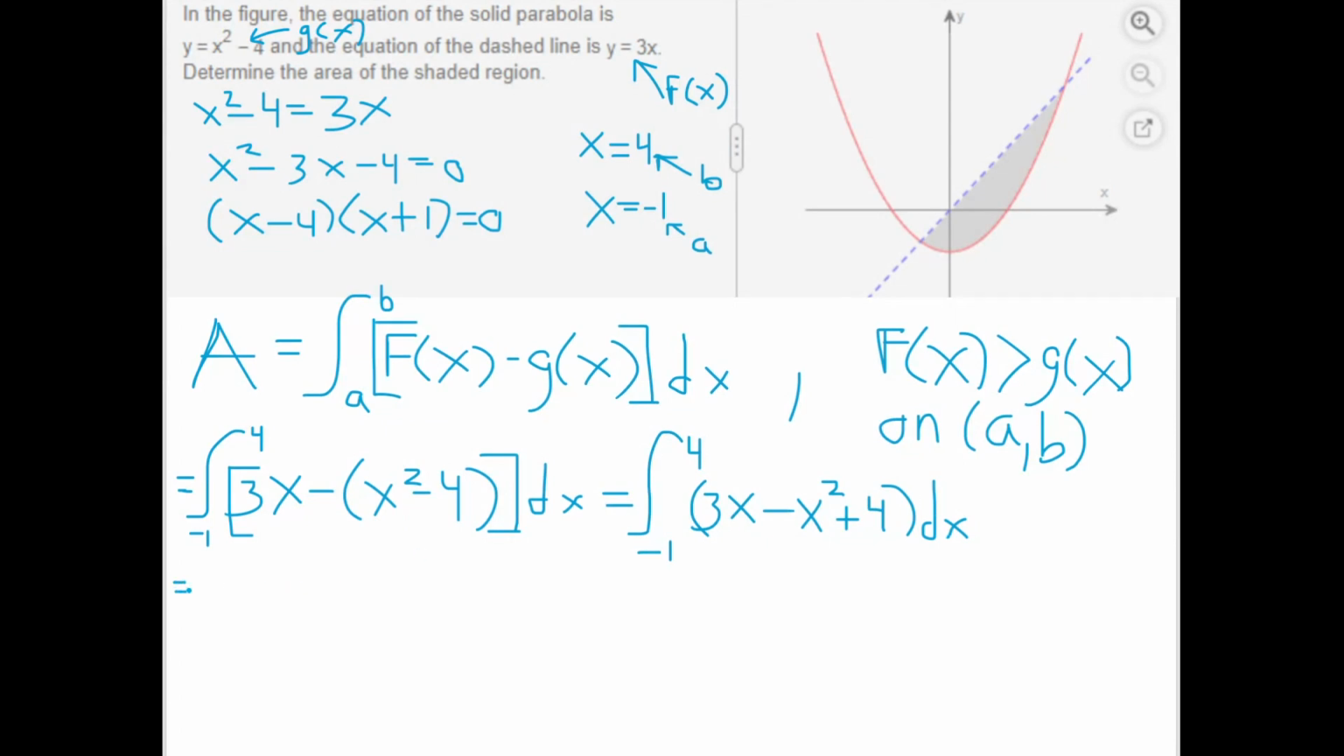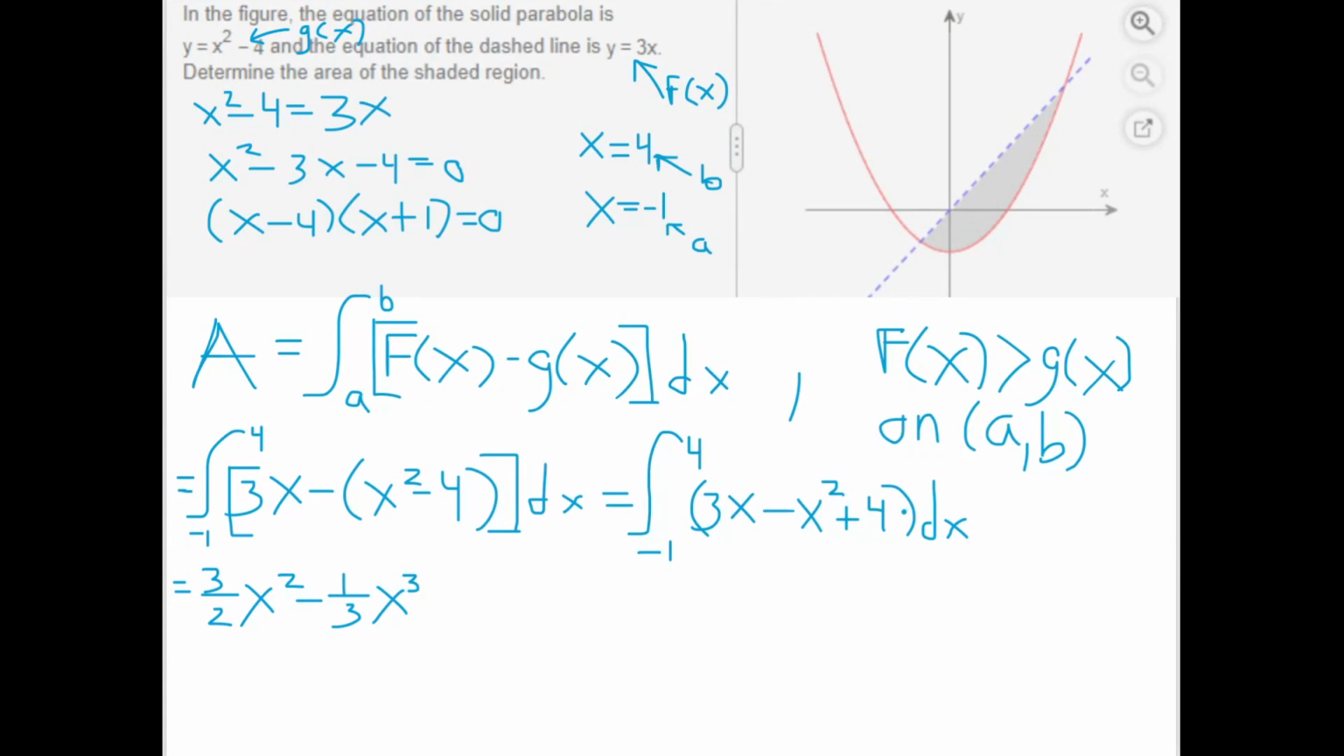That's going to equal, for 3x, we go up a power, that's going to make it x squared, but we have to divide by that power, so we're going to divide by 2. That gives us 3/2 x squared. For x squared, it goes up a power to 3. We divide by 3, same as multiplying by 1/3. So we have minus 1/3 x cubed.